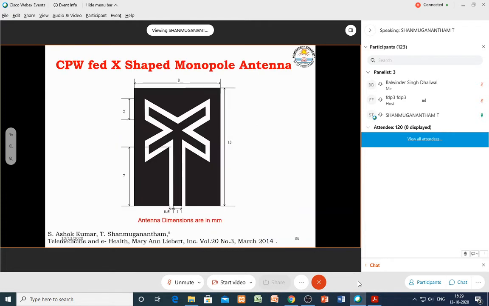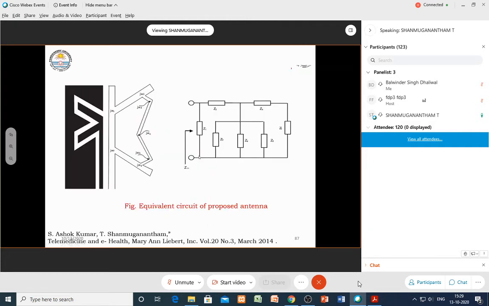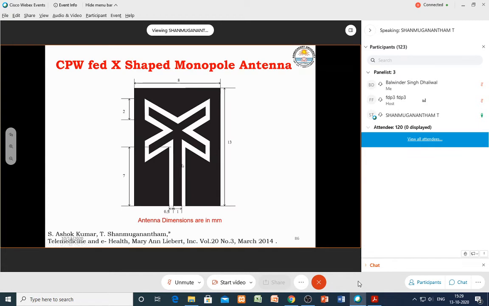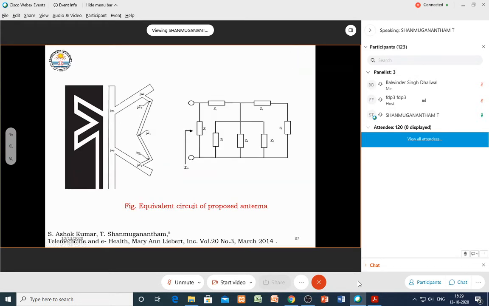And see the other examples. This is particularly for the ISM band, so here an X-shaped monopole antenna we designed. In that the dimensions are very small, a 13 millimeter by 8 millimeter antenna was designed. This work we published in Telemedicine Health Journal. And here this is the equivalent circuit of this X monopole antenna.